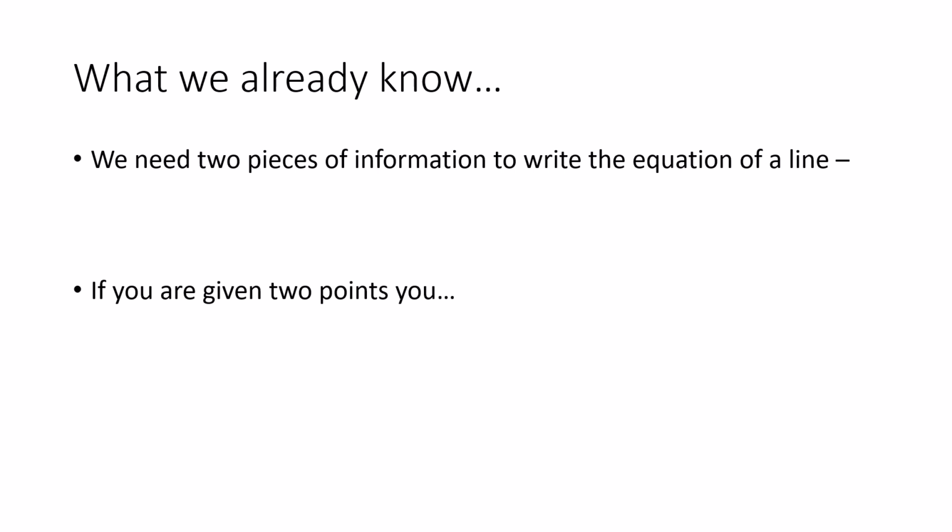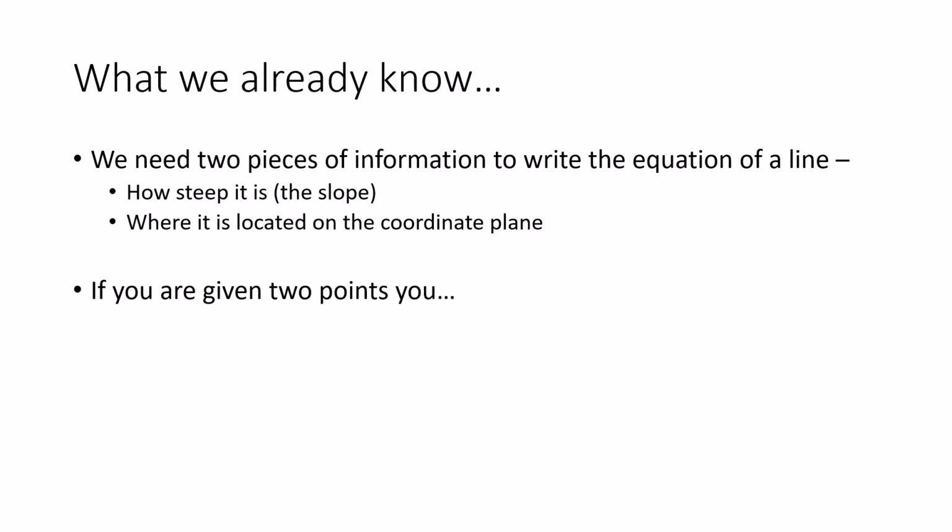So we already know that there are two pieces of information required to write the equation of a line. First, we need to know how steep it is, that is the slope, and we need to know where it is located on the coordinate plane. Once you have those two pieces of information, then you have enough to write the equation. So if I know where it is, so I put a point somewhere, and I know how steep it is, now I've narrowed it down to one line. There's only one line that meets both of those.